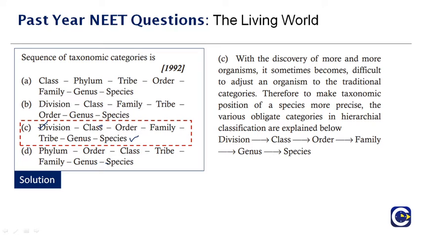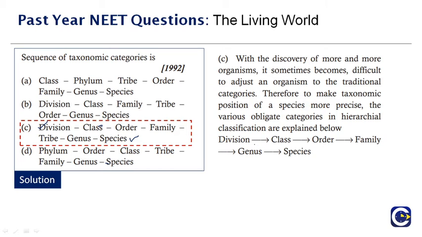So with the discovery of more and more organisms, it sometimes becomes difficult to adjust an organism to the traditional categories. See, any organism that anybody discovers, they have to fit into this classification. It is very important because every living organism is named. Therefore, when someone studies it or needs it for further research, there is no need of searching. There's no waste of time. So anything which is found or which has to be found, they'll all come and fit into this classification system.